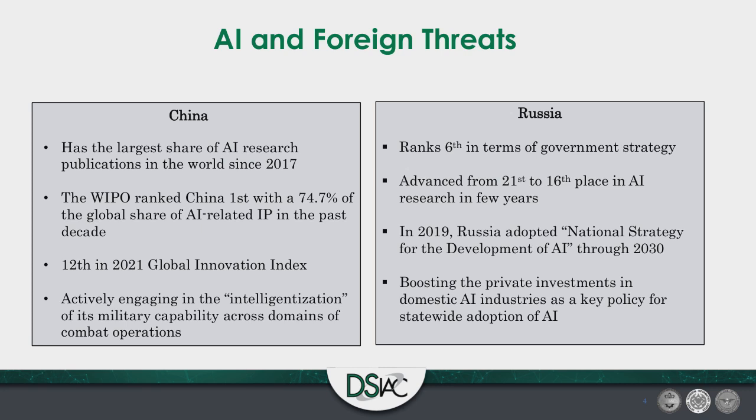Russia, on the other hand, is sixth in terms of government strategy. They are actively eyeing AI technologies in multiple fields of engineering and services, to acquire AI technologies to be more efficient and better for their purposes. But essentially, it has adopted a national strategy similar or akin to the U.S. strategy. They call it the National Strategy for Development of AI, and it goes through 2030, so that's already 2019. And again, there is an effort to boost private investment in domestic AI industries as a key policy for statewide adoption of AI.